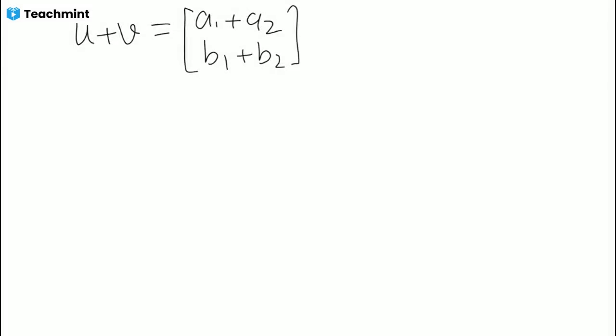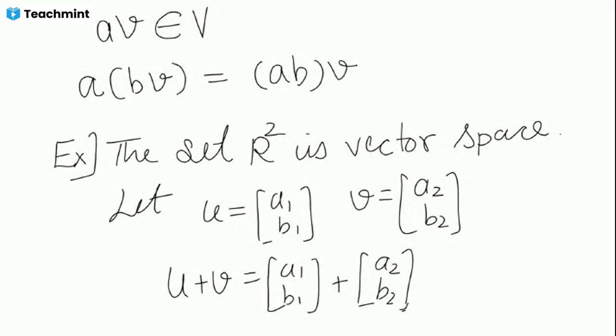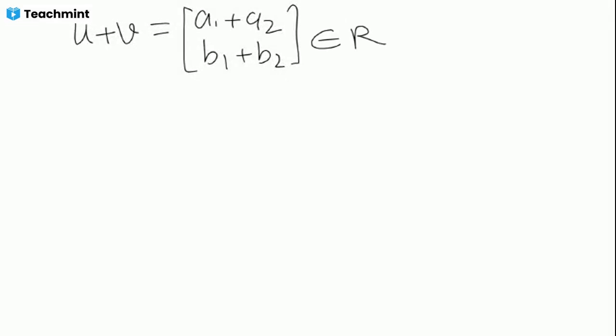So U plus V will get the same form, A1 plus A2 and B1 plus B2. Means the result is a matrix form or vector form with the same number of components. So we can say the closure property is satisfied if U and V belong to R2. R2 means just having two components in a vector, so we can represent this also in the form of R2. So we can say closure property is satisfied.